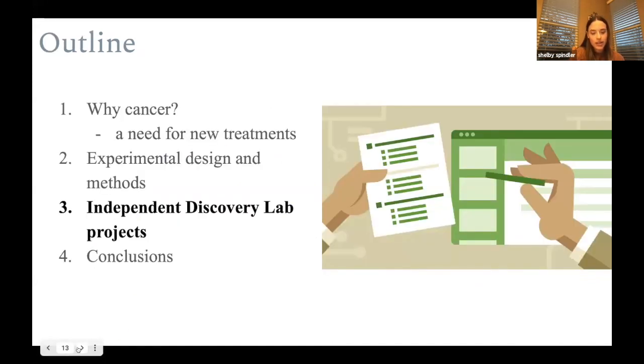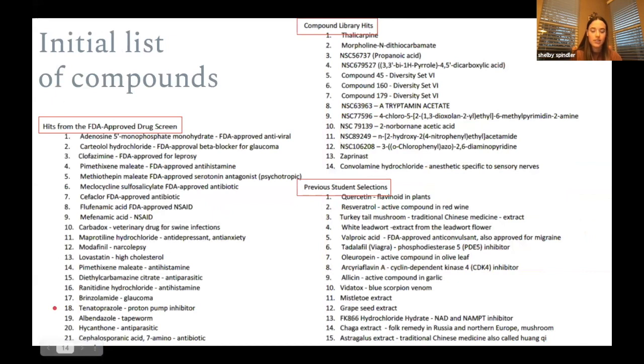So a couple independent projects. Dr. Harvey gave us this huge list at the beginning of the semester of places we could choose our compounds from. So we had some from the FDA approved drug screen. We also had some compound library hits up here that we didn't know their effects of. And a lot of them came from this previous student selections one down here, which is really great because our goal at the end of this is to try and find a chemotherapy that works. And if we can use student selections that have been potential hits in the past, and we can continue experimenting on it, then we can get closer to that goal. So that's where a lot of them came from.